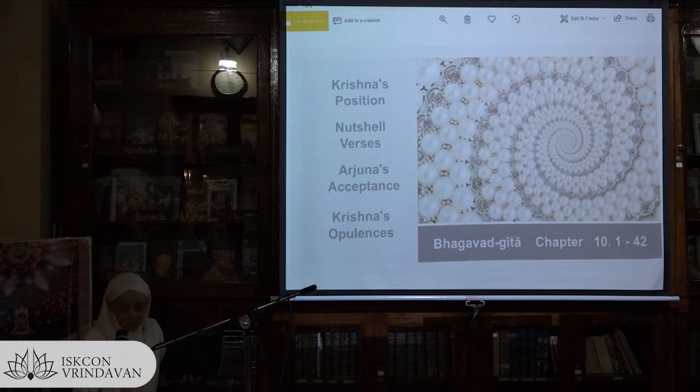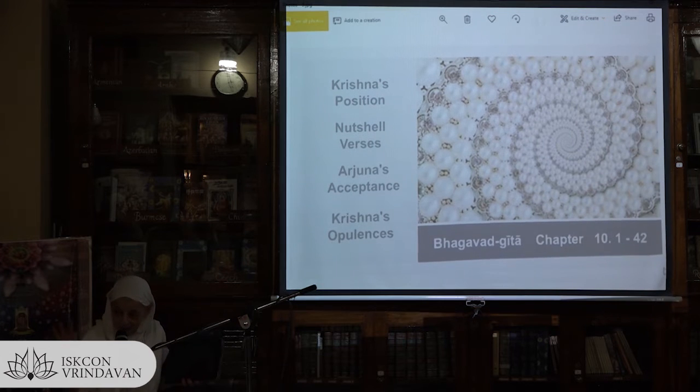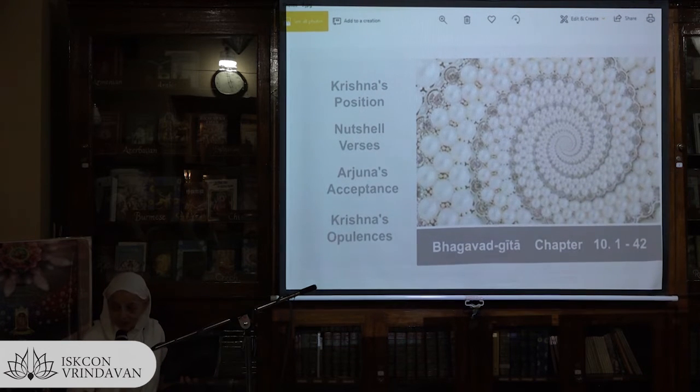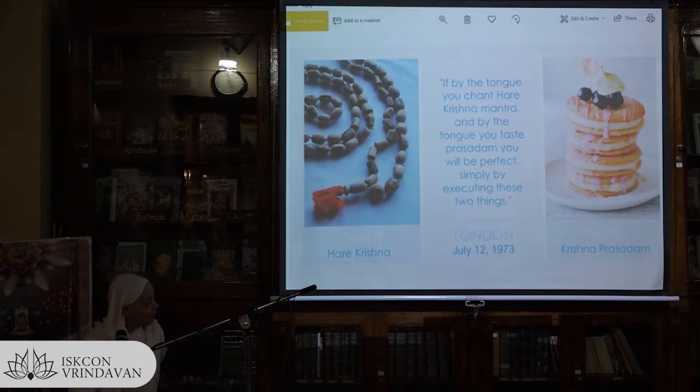And these are the breakdowns now. Those are opulences, pearls. Krishna's position, 7 slokas. Nutshell verses, how many? 4. And Arjuna's acceptance, how many? 7. Good. And Krishna's opulences? 24. Yes, 24. Okay. 24 slokas. Actually, 82 opulences are listed. Okay, next.